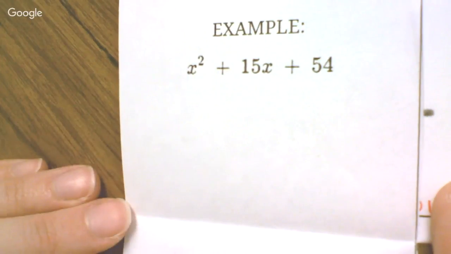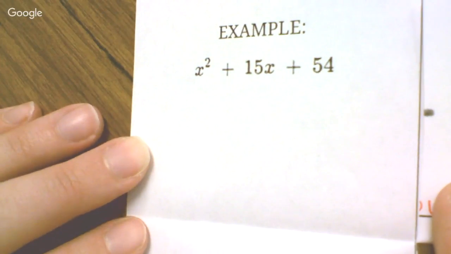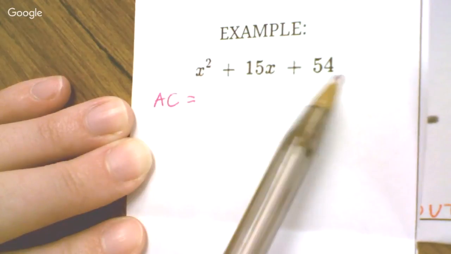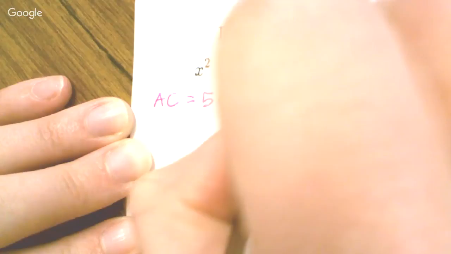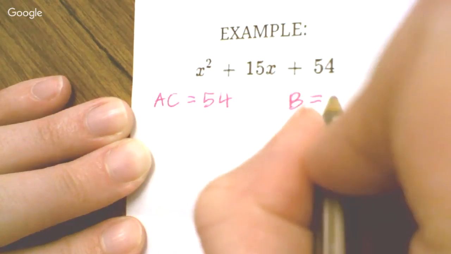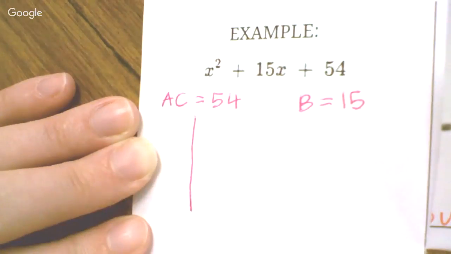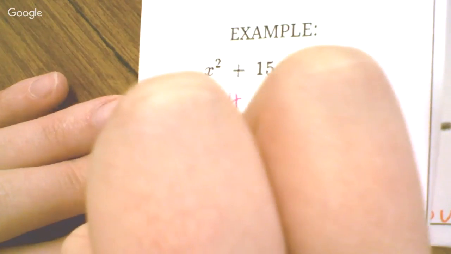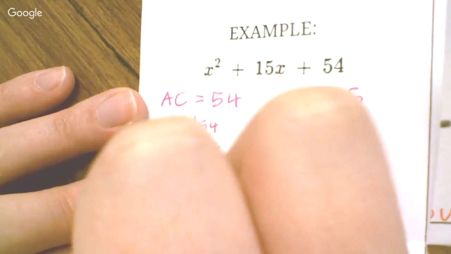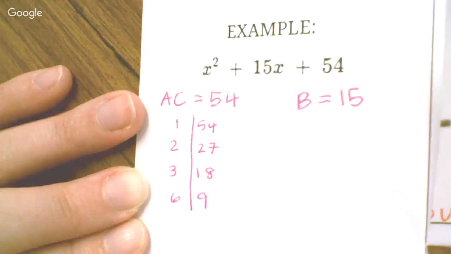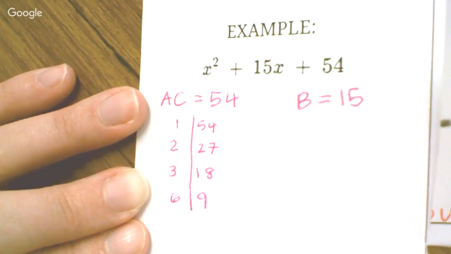x squared plus 15x plus 54. So I'm going to say, okay, what is AC? Well, A is just 1. C is 54. 1 times 54 is 54. What is B? B is that middle term of 15. So now I'm going to list the factors of AC. So 54, I'm just going to do this with a line. We could do 1 and 54. We could do 2 and 27. We could do 3 and 18. We could do 6 and 9. We'll list just those 4 for now.